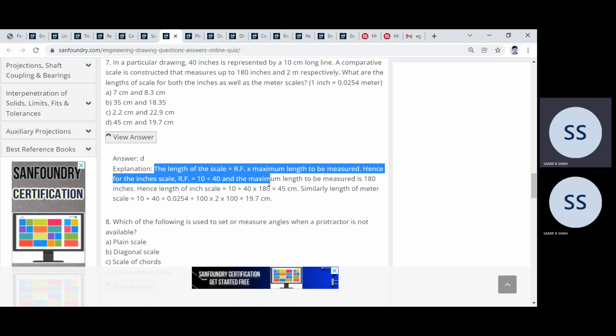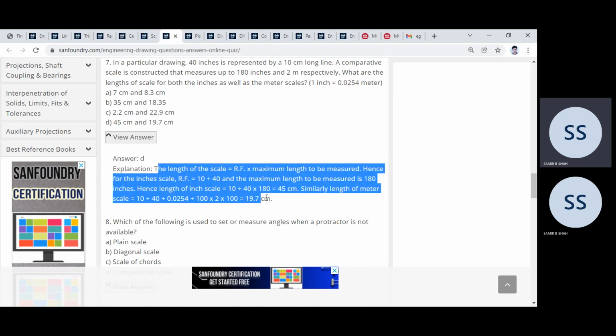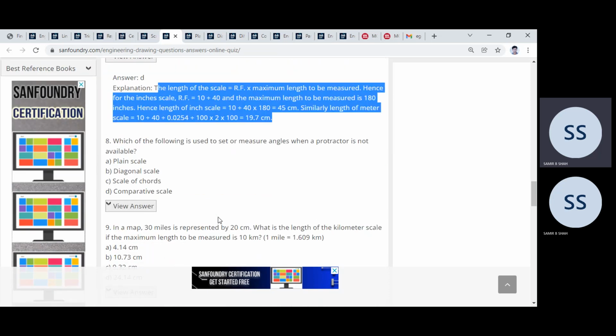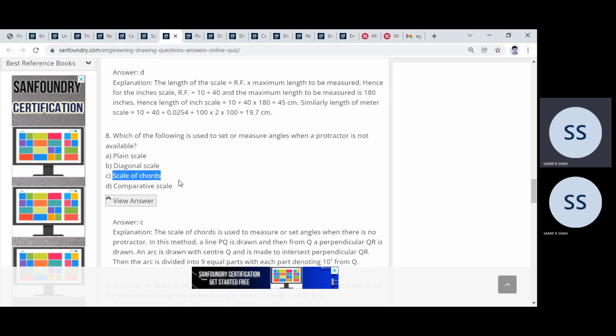Okay, you can see the explanation, very easy. You have to just remember the relation, and based on the relation you get the answer. Now each of the following is used to set or measure angle when a protractor is not available. Suppose we have one protractor, so at that time we prefer to use scale of chords.